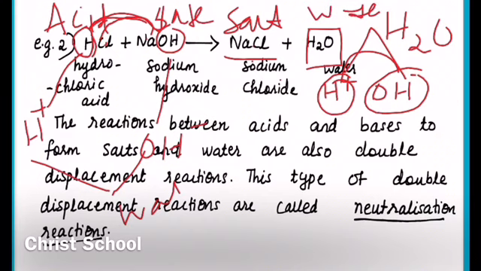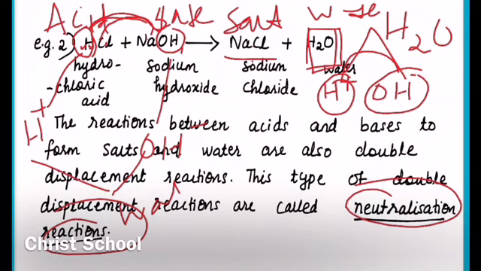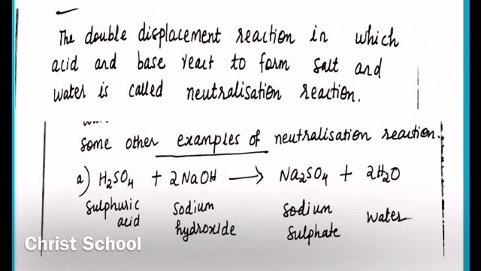So this type of double displacement reaction is called neutralization reaction, because acid is neutralized by base and forms salt and water. In every neutralization reaction we can see that H plus is common for all acids, OH minus is common for all bases. H plus of acid will combine with OH minus of base to form H2O, water. And in the second displacement, the other cation and anion will combine together to form the corresponding salt.